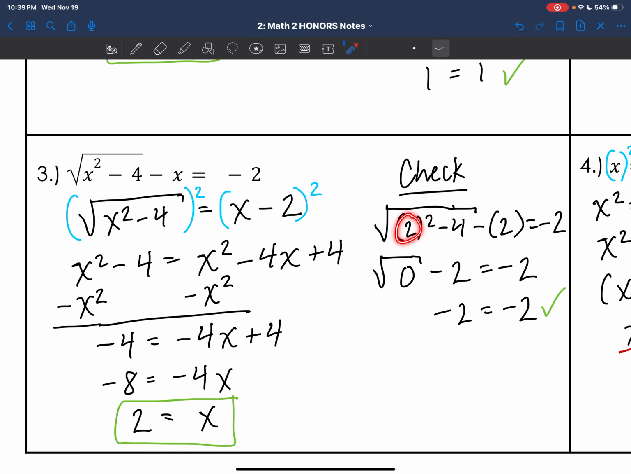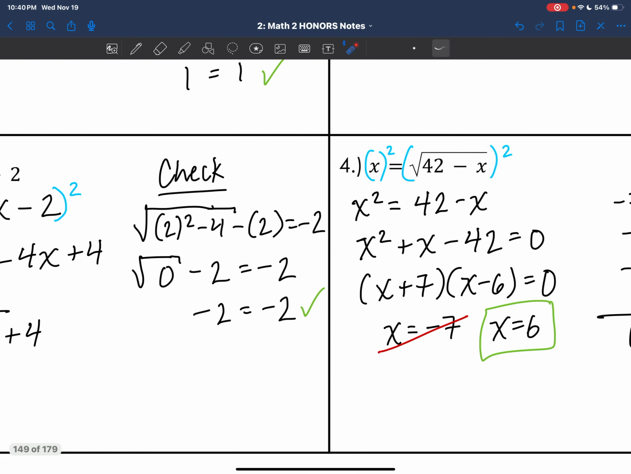And x equals 2. So remember, before you say it's a solution, we've got to check it. So we're going to do 2 squared minus 4. Well, this is 4 minus 4, which is 0. And make sure you substituted 2 into this x right here. And then we're going to bring all this down. And the square root of 0 is 0. So I'm left with negative 2 equals negative 2. Well, that's true. So this is a solution.